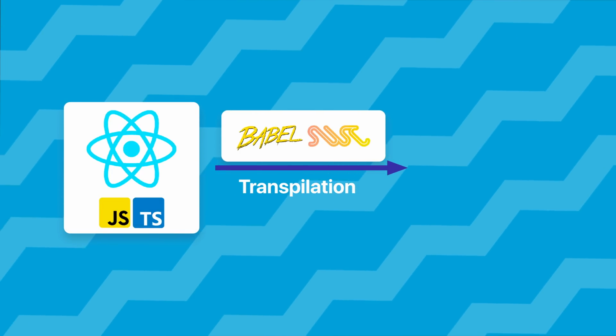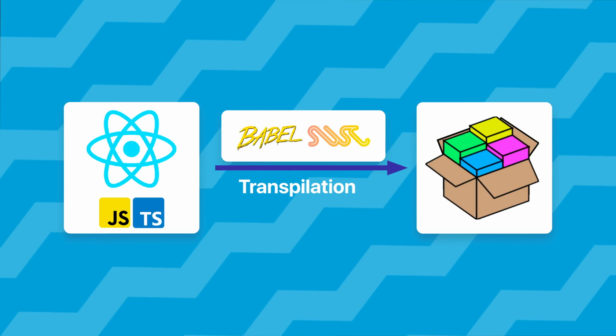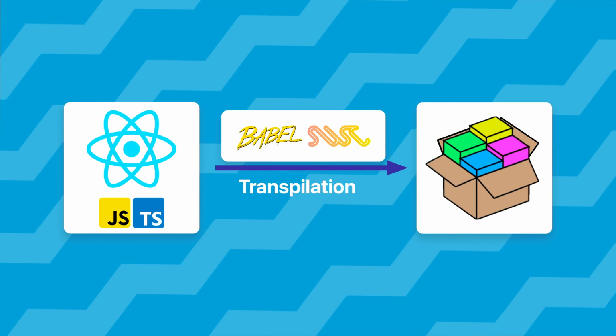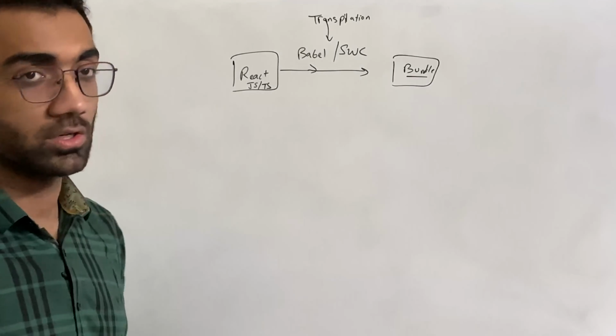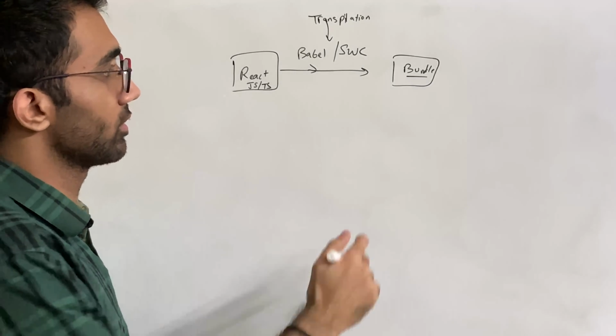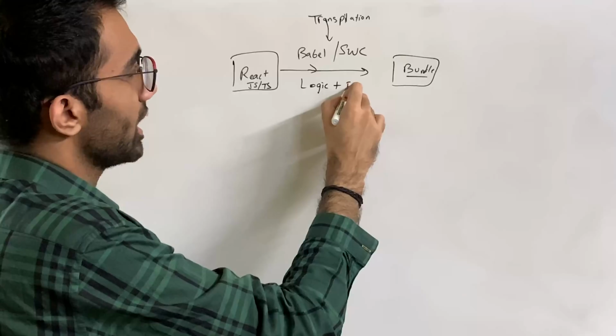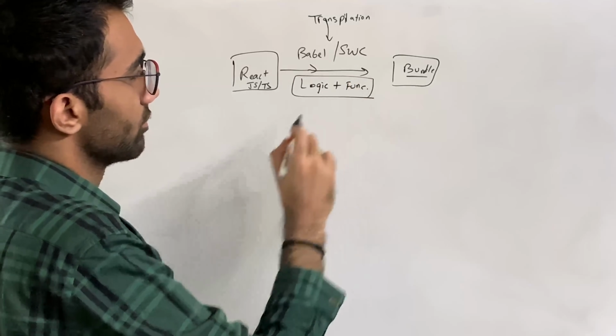So when this particular step happens, technically the code which you get, the bundle which you actually ship to the browser, it's still exactly what you wrote, logic wise and functionality wise as well, right? So the logic and the functionality are pretty much preserved over here.